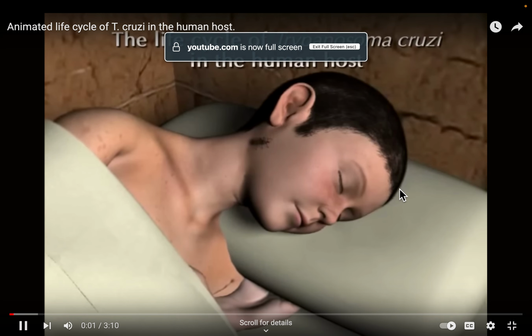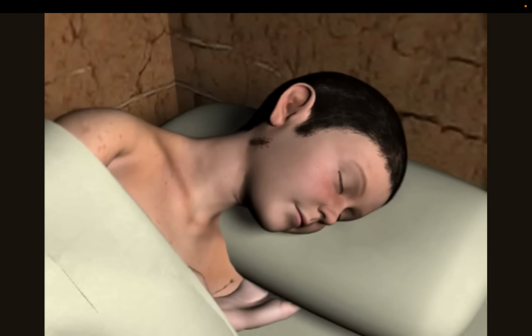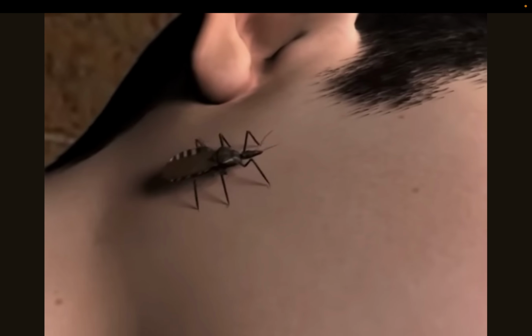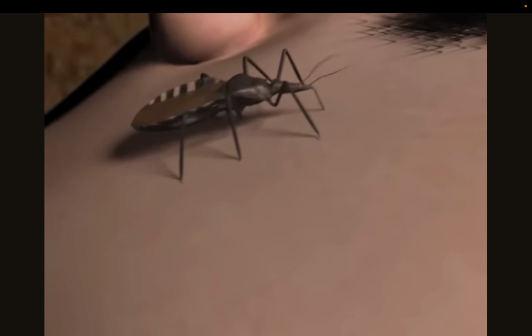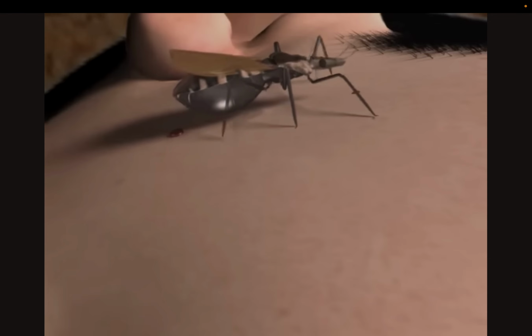The life cycle of Trypanosoma cruzi in the human host. In this video, we see the life cycle of Trypanosoma cruzi in the human host. The trypanosome life cycle begins with the triatomine insect, which is infected with T. cruzi, biting a human host. Following the ingestion of blood, the metacyclic trypomastigotes are released with the feces from the insect near the area of the bite.